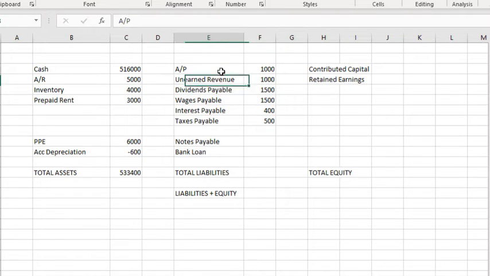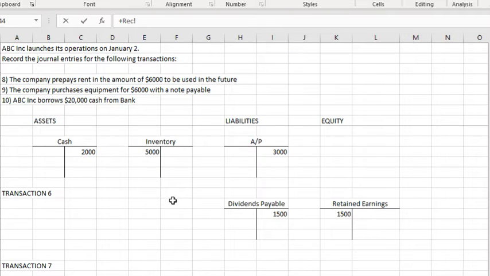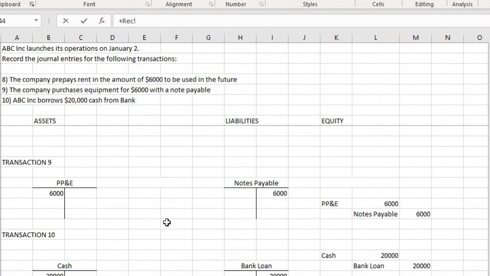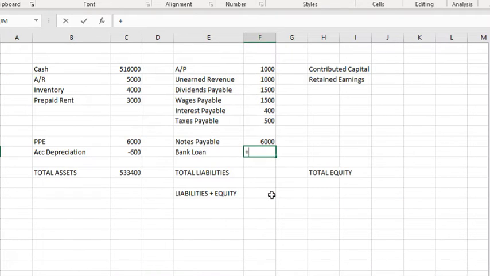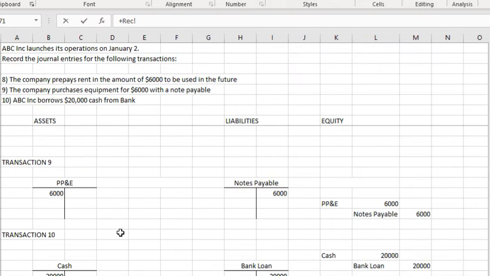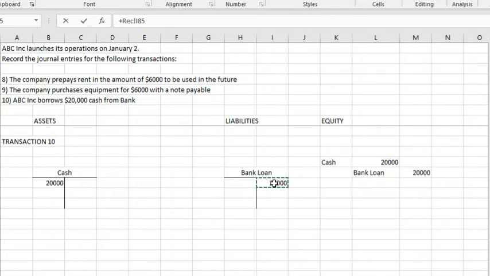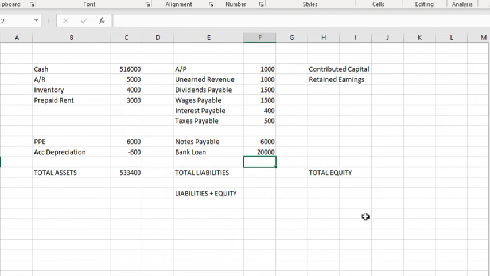These are what's so-called the current liabilities, and then we have long-term liabilities. Notes payable is one of them. Notes payable is what we used when we were purchasing the PP&E from the previous transactions, so we are going to record that piece. And then we also had a bank loan that we need to record. We borrowed money from the bank and we are going to record that as a liability as well.